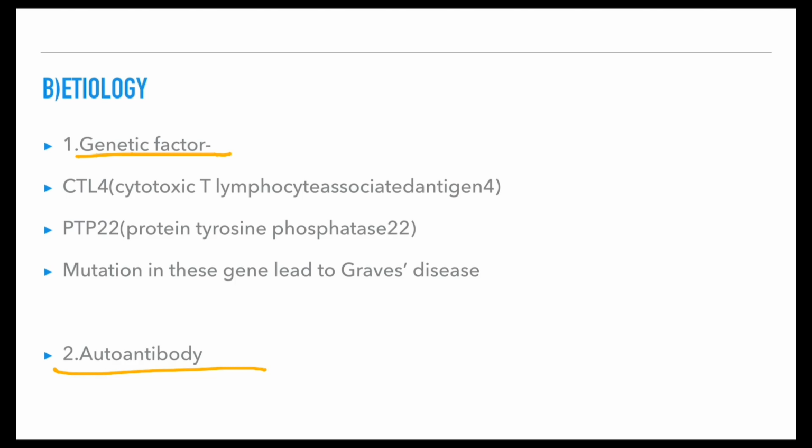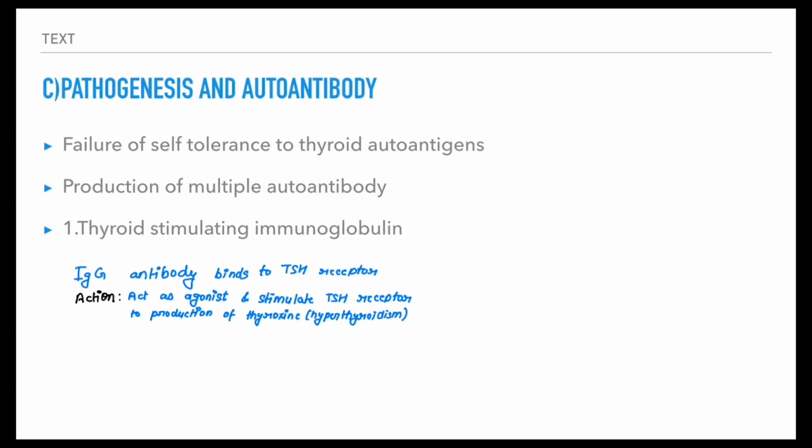Now second point, autoantibody. Autoantibody and pathogenesis are similar, so they will be considered together in the next slide. Now, pathogenesis and autoantibody. What happens in Graves' disease? There is failure of self-tolerance of the body toward thyroid autoantigens. So multiple autoantibodies are formed against the thyroid autoantigens. These antibodies are of three types which are formed against the autoantigens of the thyroid gland.